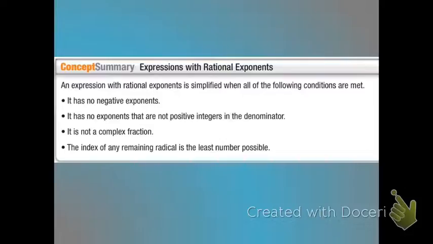For these, they have their own set of rules, a lot similar to the ones we wrote a lesson ago. Expressions with rational exponents are considered simplified when, once again, you have no negative exponents, no exponents that are not positive integers in the denominator, so you cannot have anything besides positive integers as exponents in the denominator, no complex fractions, and the index of any remaining radical is the least number possible.